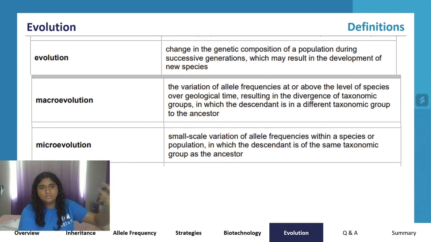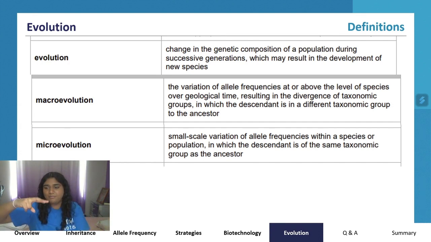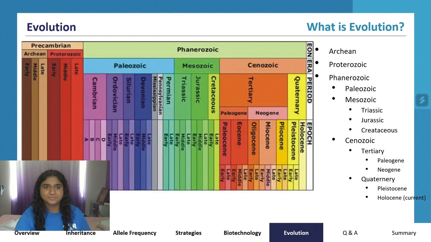So, an example of macroevolution would be the division of humans and then ape species from a common ancestor, a common mammal ancestor. Microevolution, an example, is the variation of height and skin color across the human population. Just because somebody has blonde hair doesn't mean that they're a different species to me. It's just a difference in allele variation. So that's a microevolutionary change.